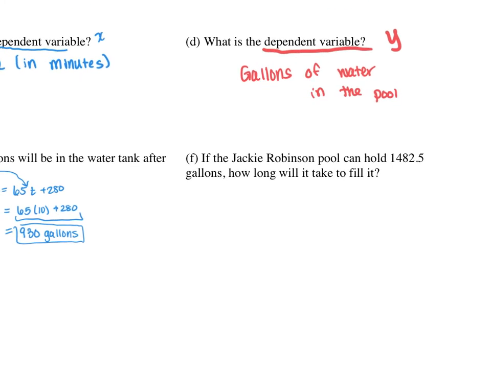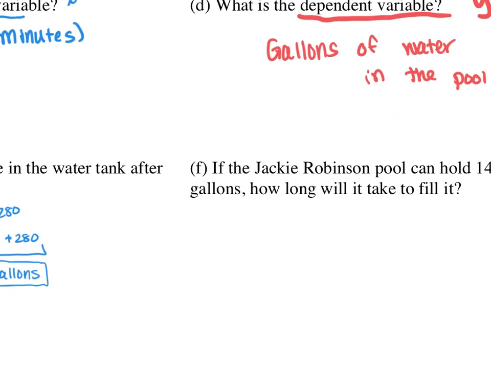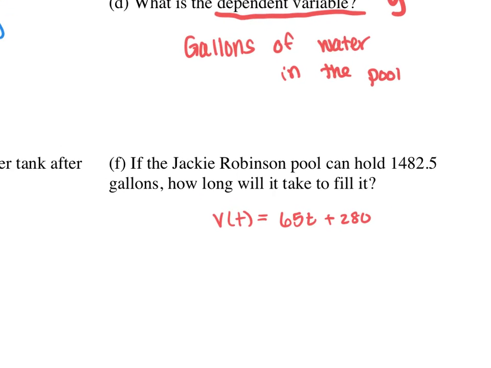Letter F. If the Jackie Robinson pool can hold 1,482.5 gallons, how long will it take to fill it? Now we basically take our equation, V of T equals 65T plus 280, and we have to ask ourselves, am I given my time or am I given my y value? Well, 1,482.5 is your y value. So everywhere I see V of T, I'm going to put 1,482.5, because I want to find out how long it'll take to fill up the pool to that amount.